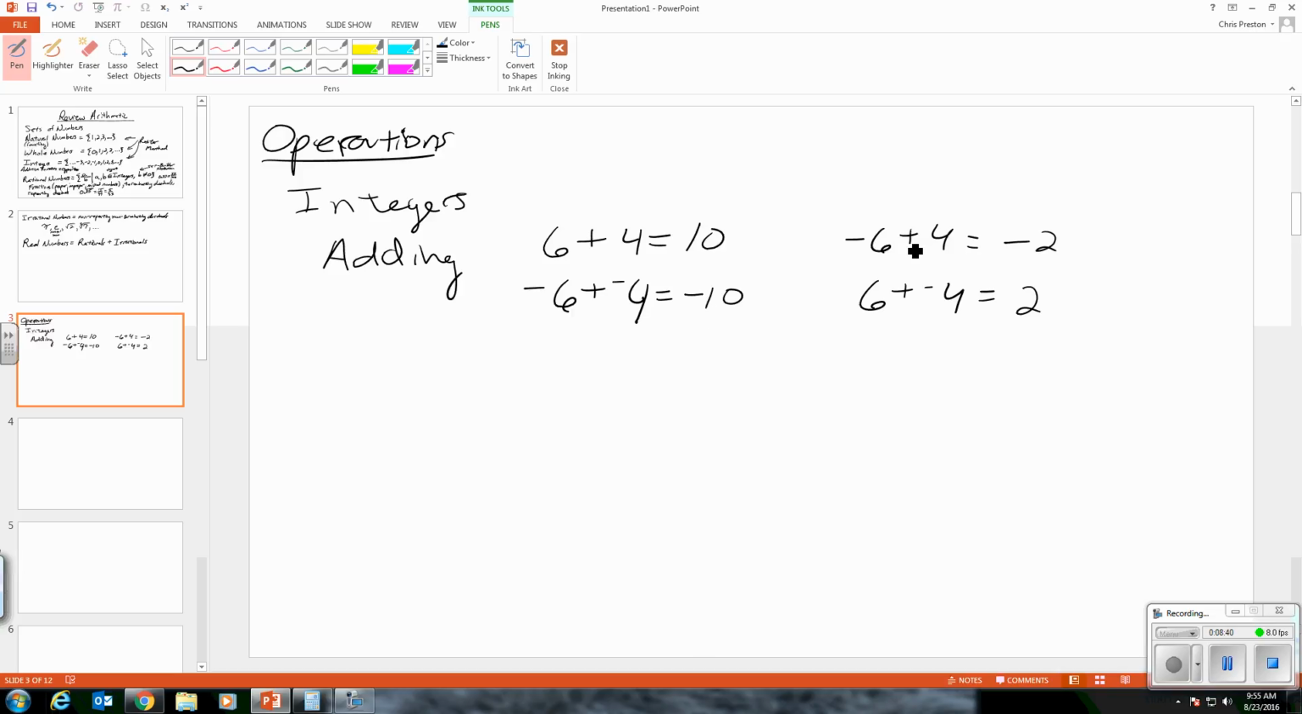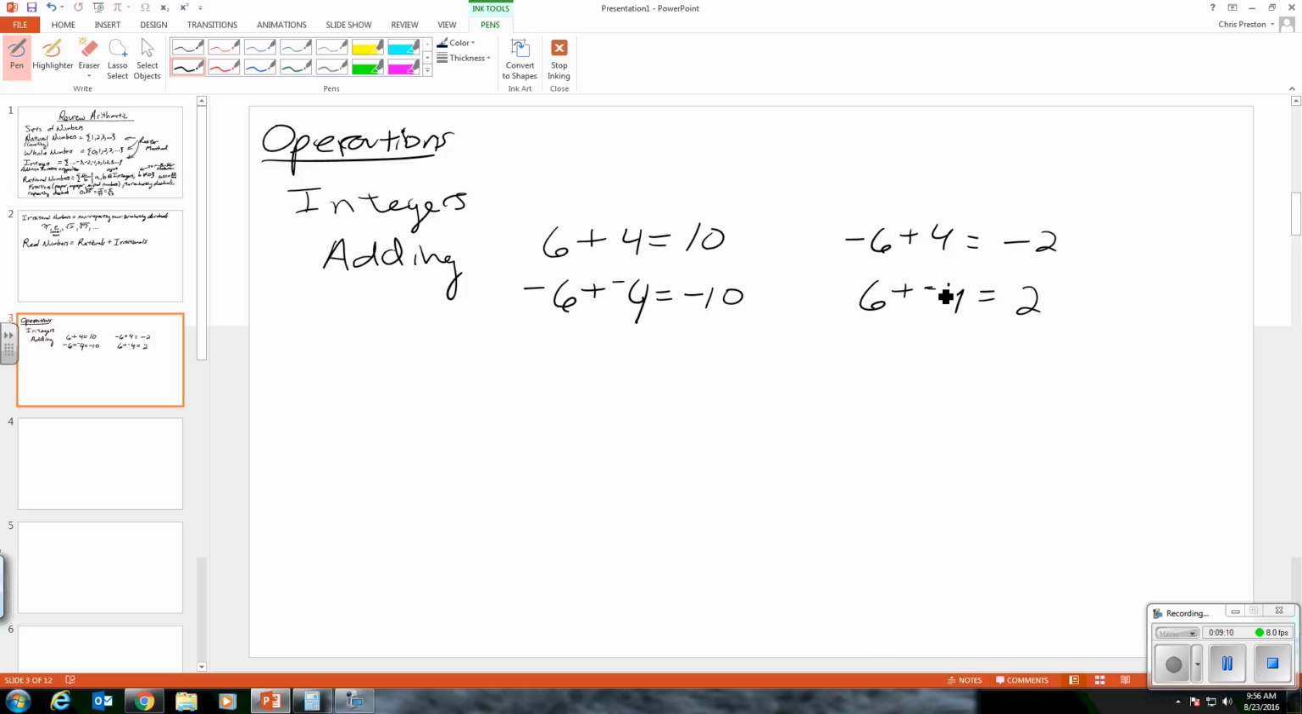On the other hand, if you have different signs, one's positive and one's negative, then what you do is you find out how different these two numbers are. So 6 and 4 are different by 2. And then you take the sign of the larger number. So if the larger number is negative, then your answer is negative. If the larger number is positive, your answer is positive. Basically, these 4 positives cancel out 4 of the negatives, leaving you 2 negatives left over. These 4 negatives cancel out 4 of the positives here, leaving you 2 positives left over.